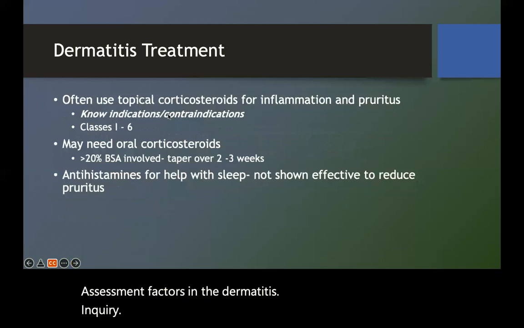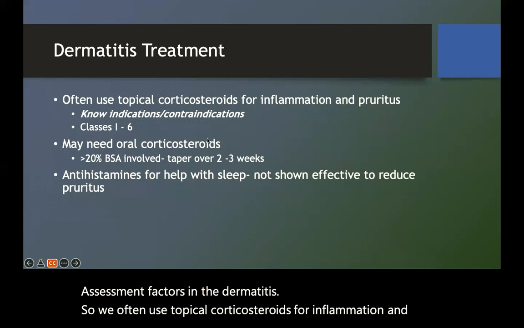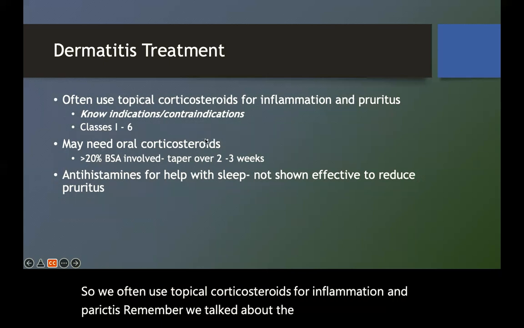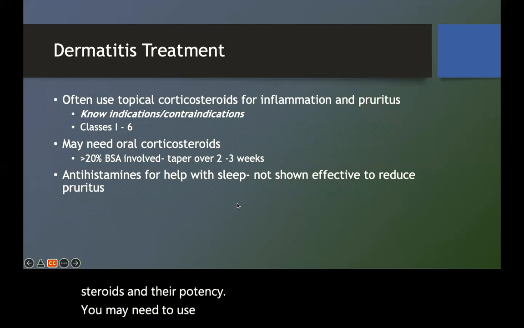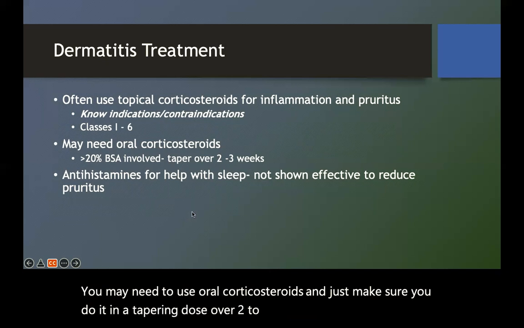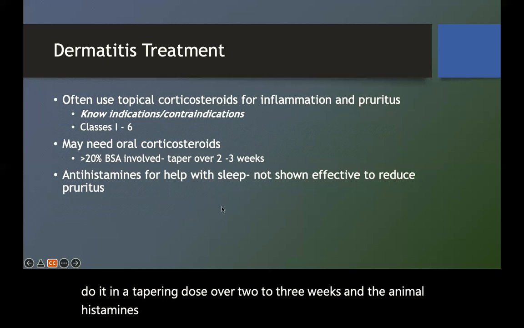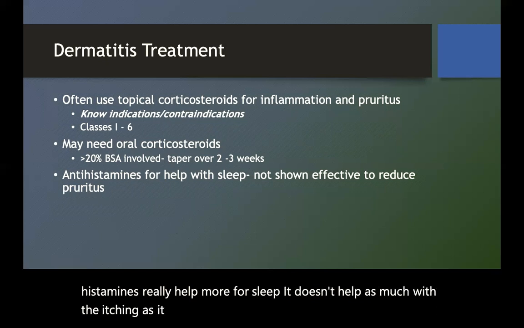Okay, so we often use topical corticosteroids for inflammation and pruritus. Remember, we talked about the different classes of steroids and their potency. You may need to use oral corticosteroids and just make sure you do it in a tapering dose over 2 to 3 weeks. And the antihistamines really help more for sleep. It doesn't help as much with the itching as it does just to help the patient sleep so that they can sleep through the itching.